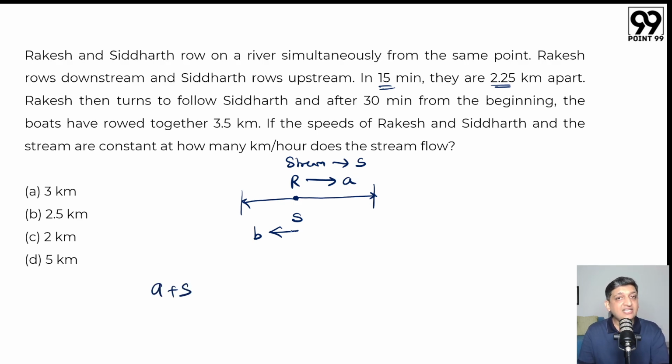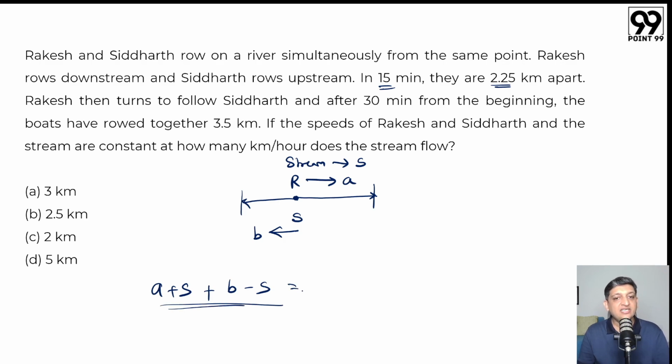What about Siddharth? Siddharth will be traveling at a speed of B minus S, because B is in one direction, S is in another direction. Siddharth will have to go against the stream. So the speed of Siddharth will be B minus S. This is the speed at which this motion is happening. And because both of them are traveling in opposite directions, the relative speed will be A plus S plus B minus S. Now this is what we know.